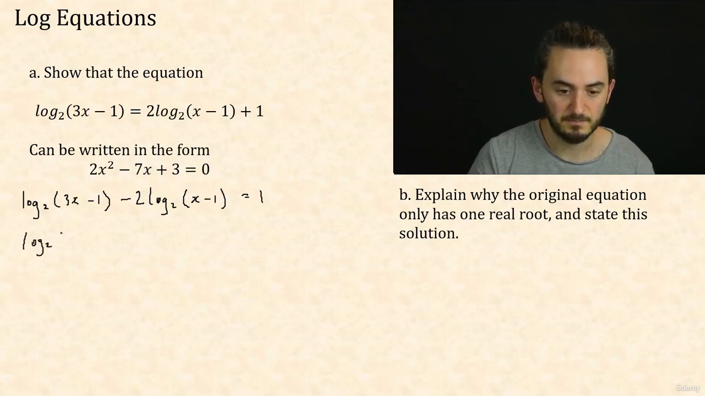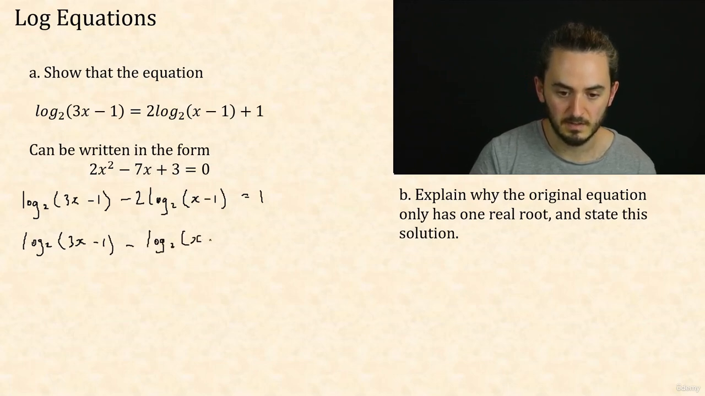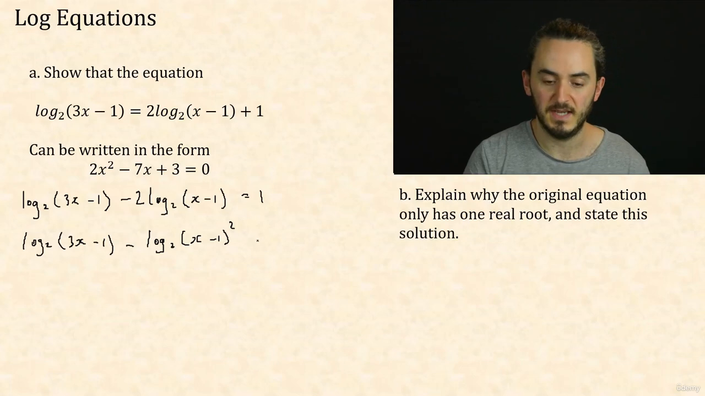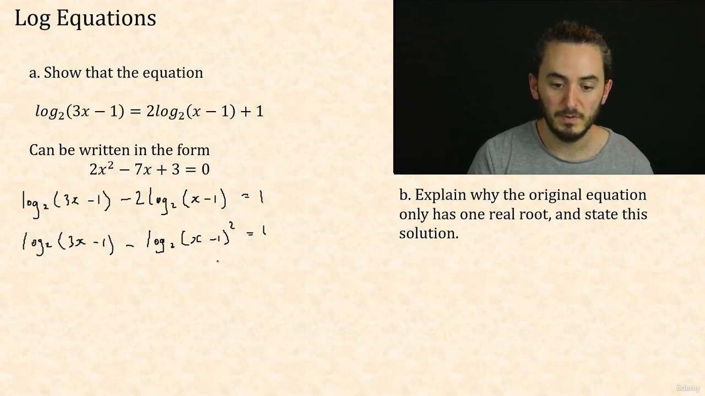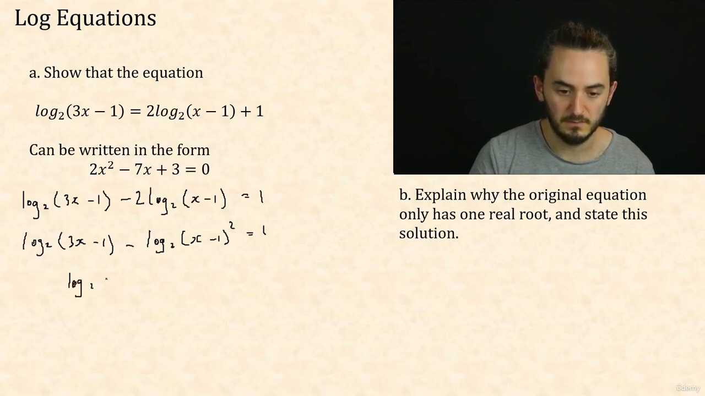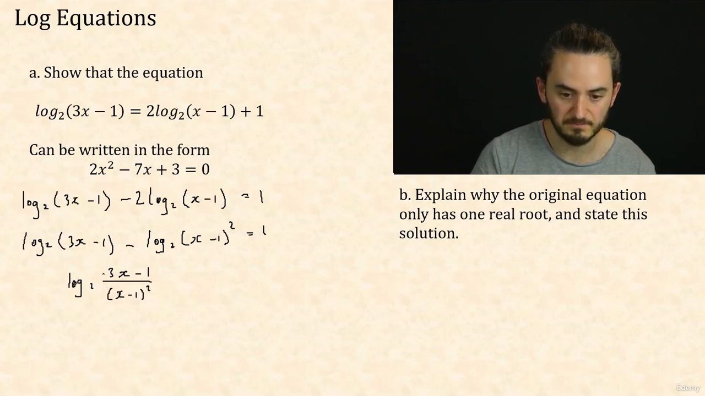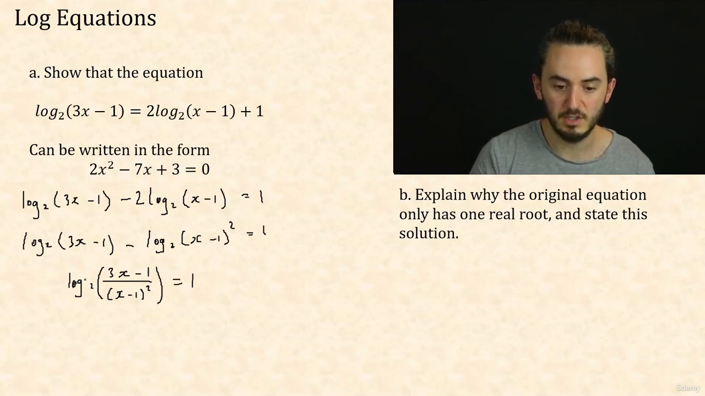We do that by raising it up as a power. So that 2 is going to fly up to the power of this bracket. That's our power law. Well, now we can combine these, because log of some stuff minus log of some stuff is just log of the first stuff, 3x minus 1, all over the second stuff, which was x minus 1 squared. And finally, look, we've got it in this form that we like, which is log of some stuff equals a number.